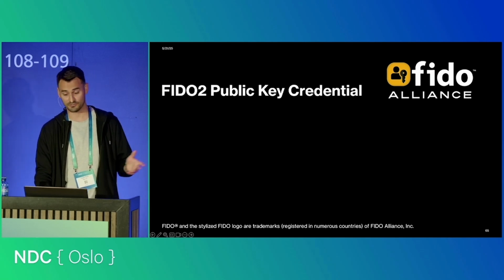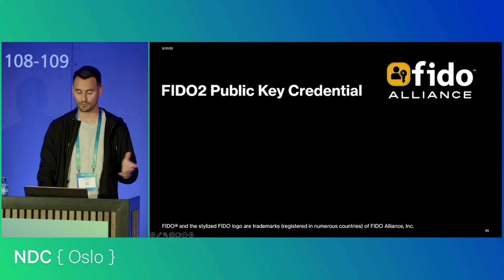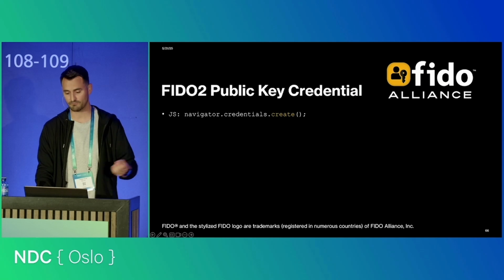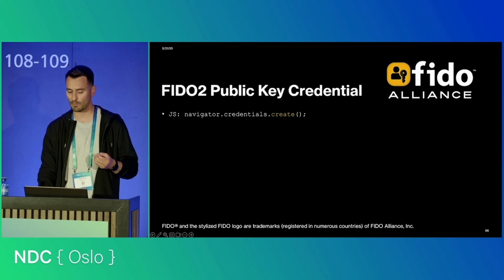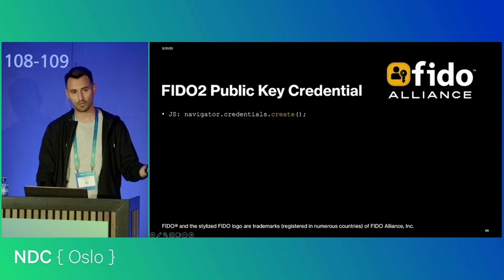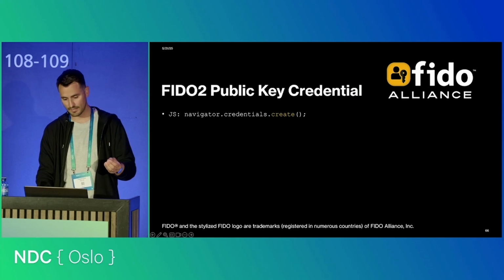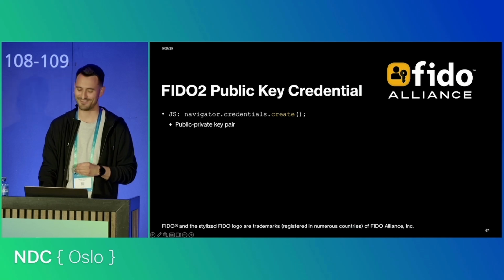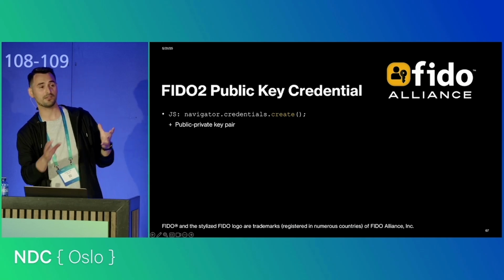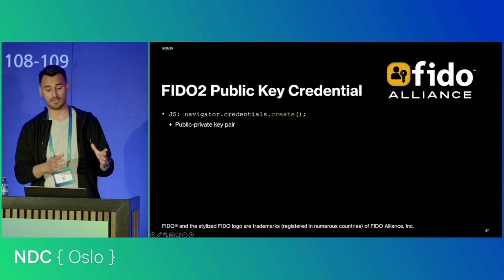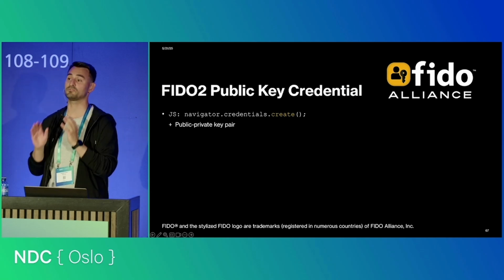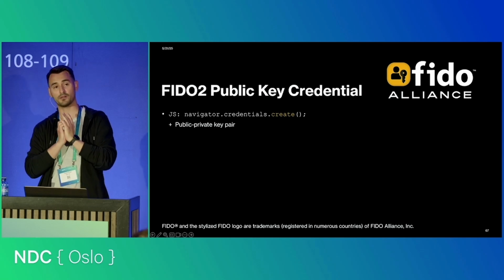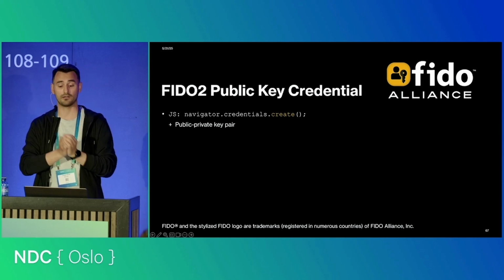To use a FIDO2 public key credential, you first have to create it. And to create it, we call navigator.credentials.create. And you call this from the browser. So this is the JavaScript API specified by WebAuthn. This will make the browser talk to your authenticator over CTAP2 and have the authenticator create a public-private key pair, where the private key is kept in the authenticator to enable signing things, and the public key is sent to the server and persisted there in order to enable the server to verify signatures made by the corresponding private key at a later time.